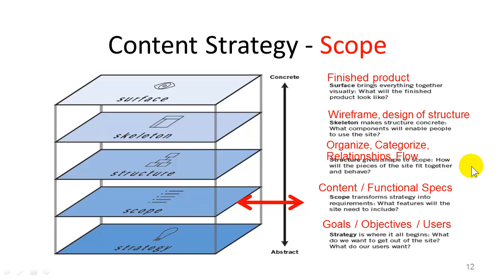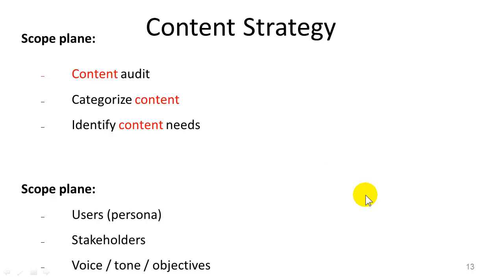Alright, so here's our 5 elements again, and we're down to looking at the strategy and also the scope plane. And if you remember, this is where we started itemizing the content that we're going to be using, and also looking at the functional specifications that we would be needing. So now we're revisiting this content with respect to bringing it together on the surface of our product. Alright, so the scope plane is where we had the content audit. We organized, categorized, identified it, identified our users, the stakeholders, our objectives.